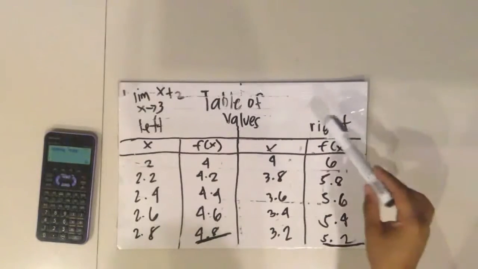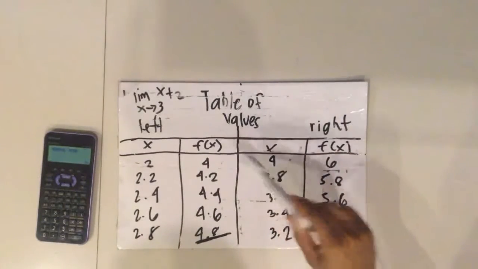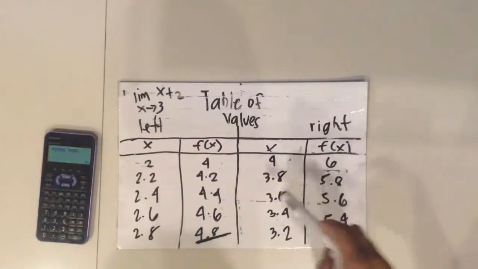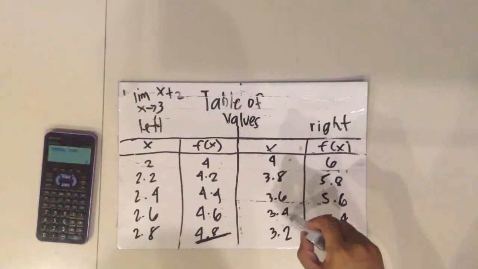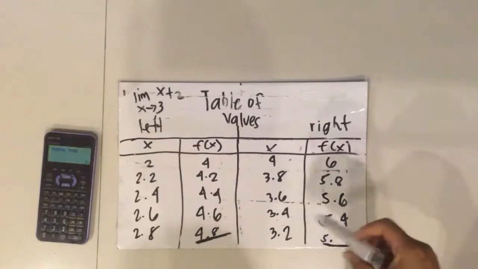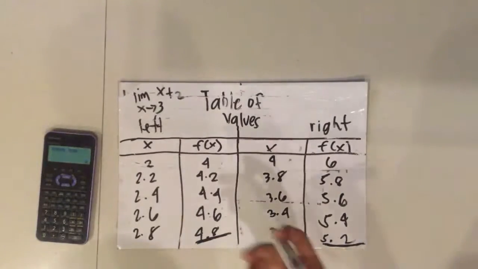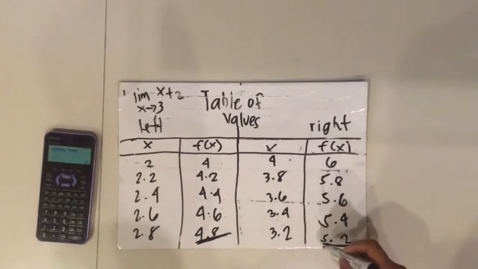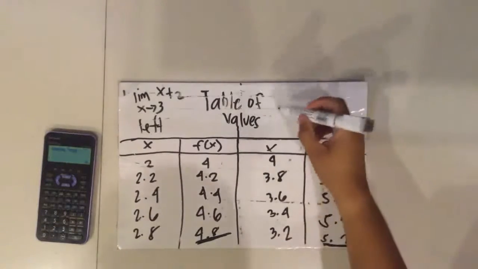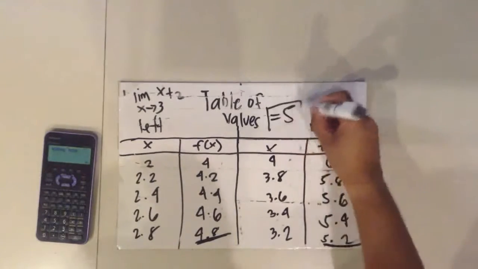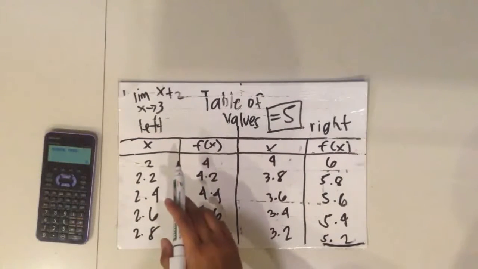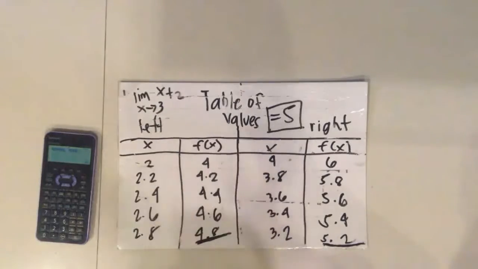And on the right side, we will do the same. 4 plus 2 is 6, 3.8 plus 2 is 5.8, 3.6 plus 2 is 5.6, 3.4 plus 2 is 5.4, 3.2 plus 2 is 5.2. And they are going to 4.8 and 5.2 is going to what number? Yes, you are correct. It is 5. The limit of x plus 2 as x approaches 3 is 5.